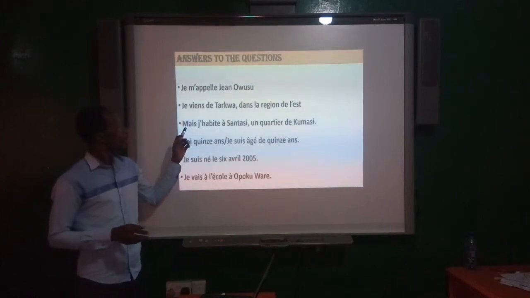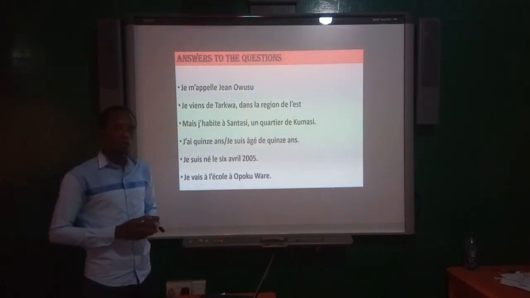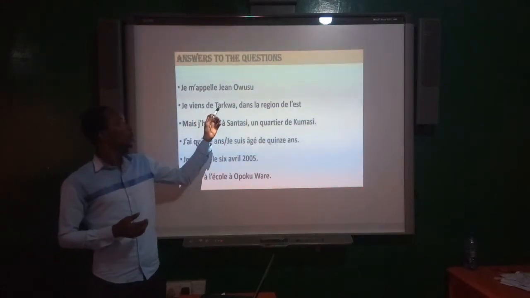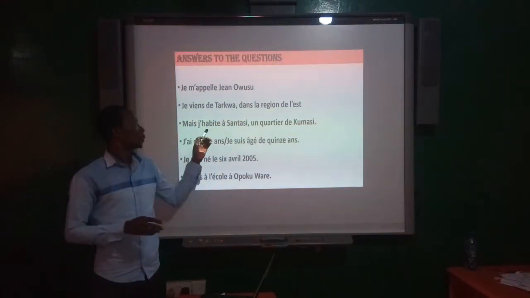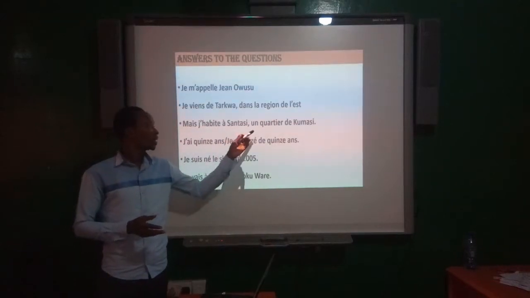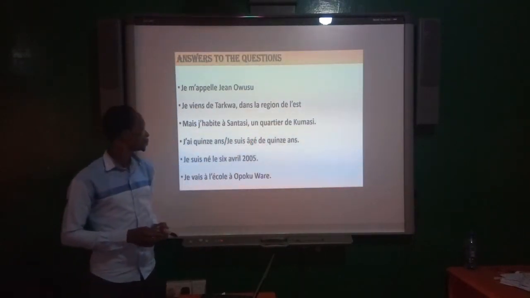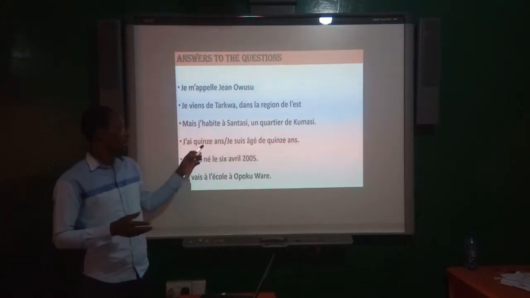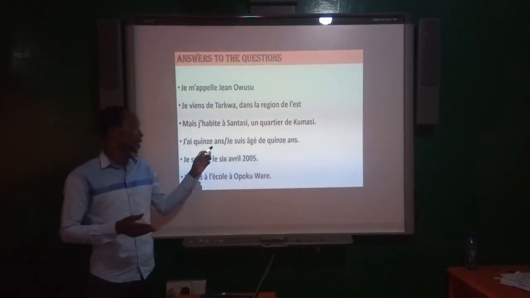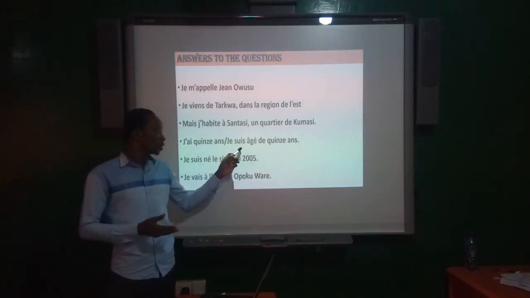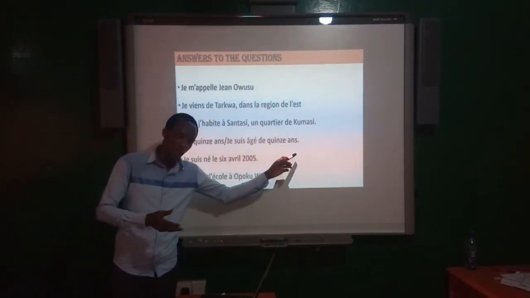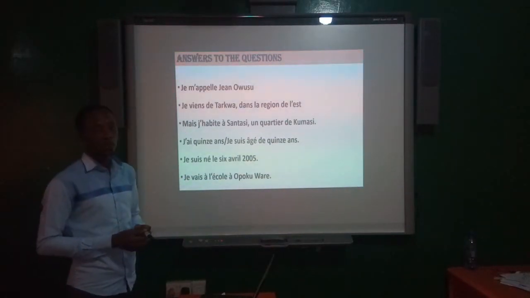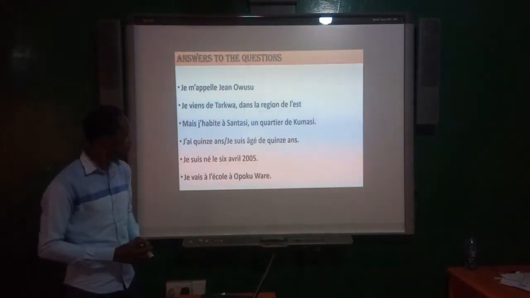Then, où habites-tu? You can say, je viens de Takwa, mais j'habite à Santasi, un quartier de Kumasi. Quel âge as-tu? J'ai 15 ans. Ou bien, je suis âgé de 15 ans. Voilà les deux formes qu'on peut répondre à ces questions.